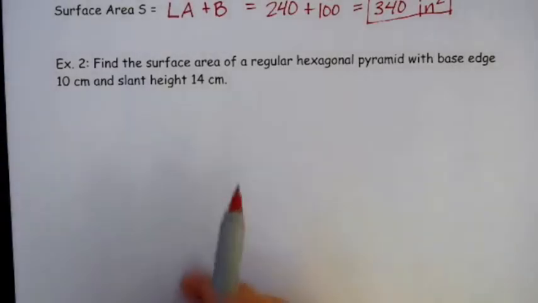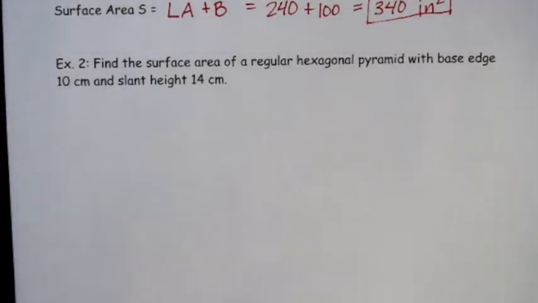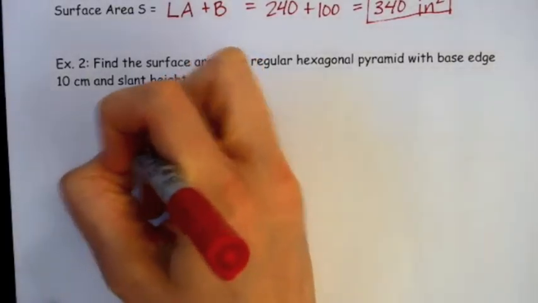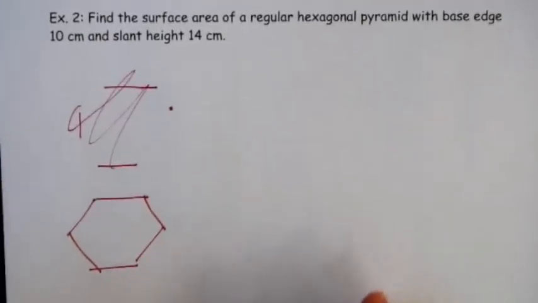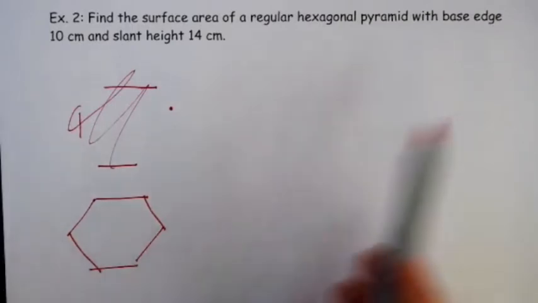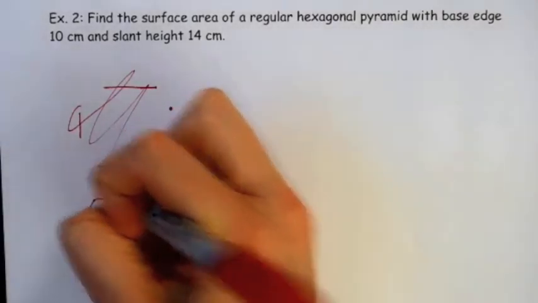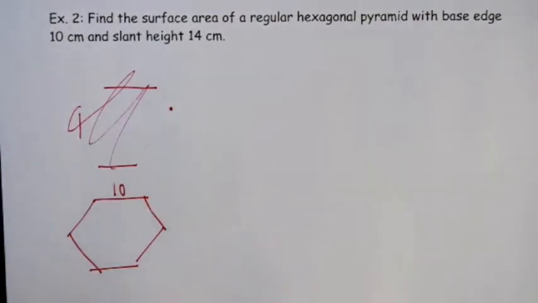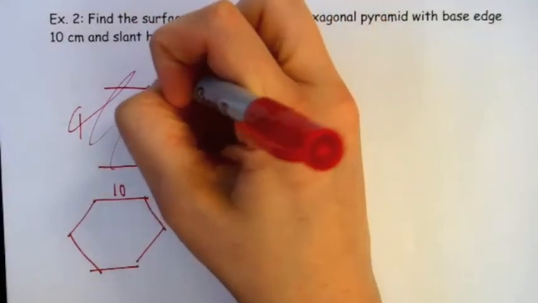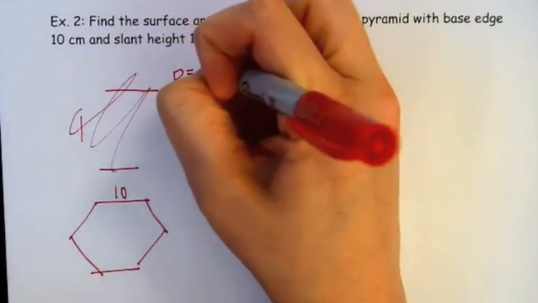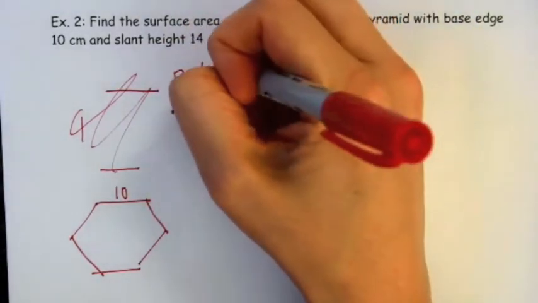To find the surface area of a regular hexagonal pyramid, we have the base edge 10 centimeters and the slant height 14 centimeters. Remember, we like hexagons because we can use 30, 60, 90 triangles. I'm going to go ahead and draw. Okay, so this is my hexagon. I know that the base edge is 10 centimeters. So right away, I know that the perimeter of the base is 60 centimeters.